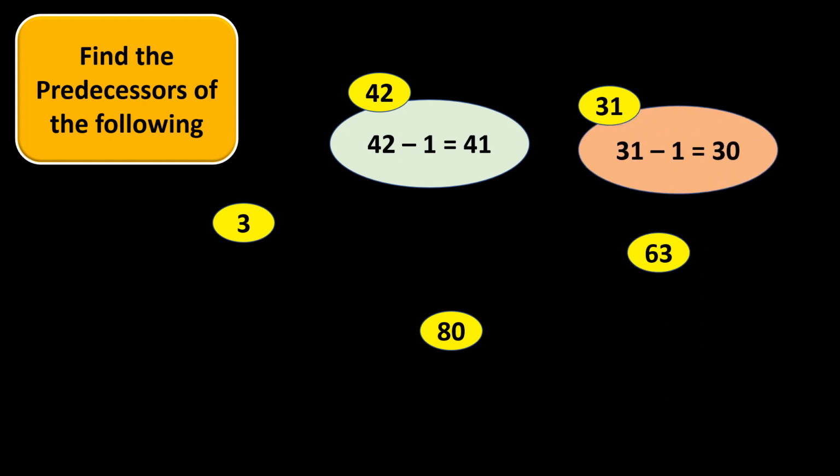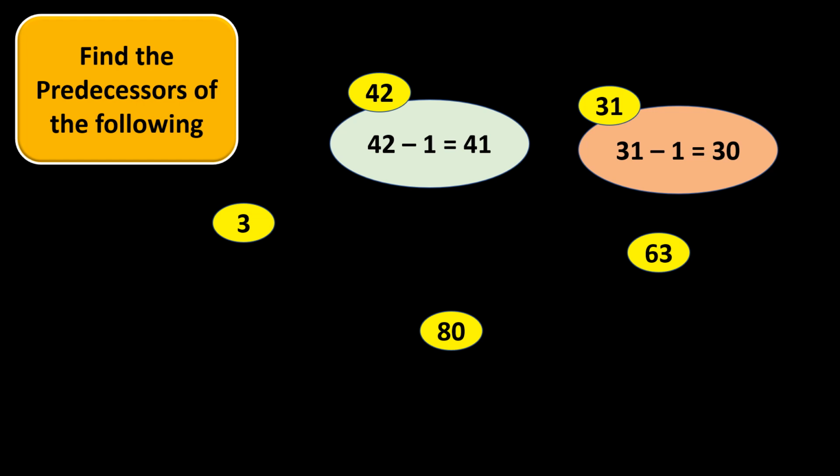The predecessor of 31 you should get is 30. When you take away 1 from 31, what answer you need to get? 30. 31 before number is 30. So 30 is called the predecessor of 31. Let's move to the next one.